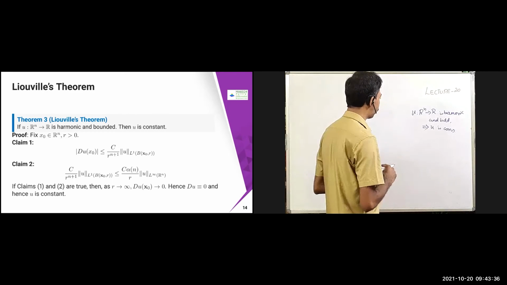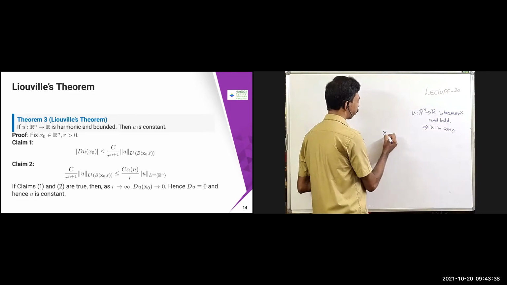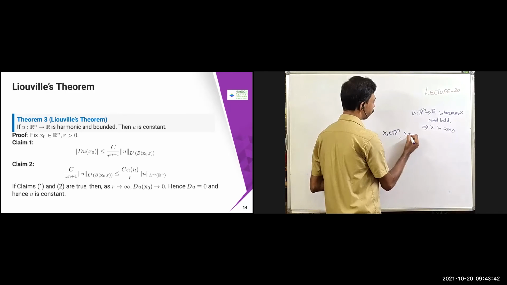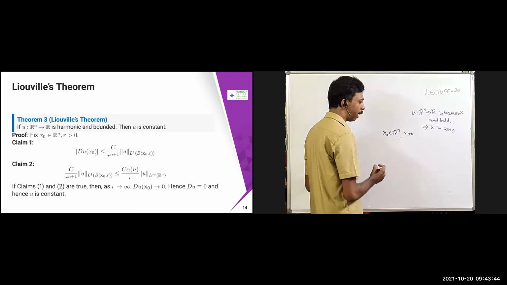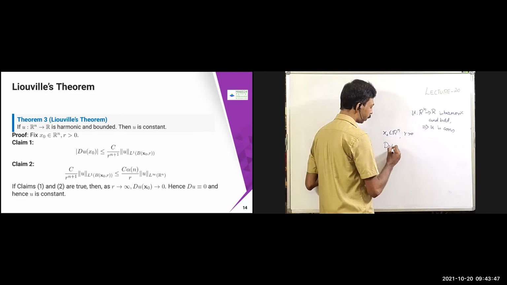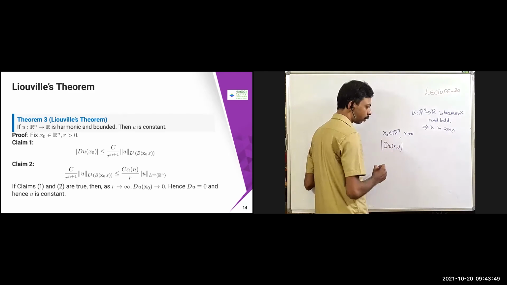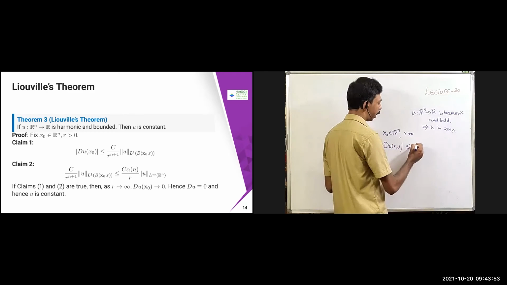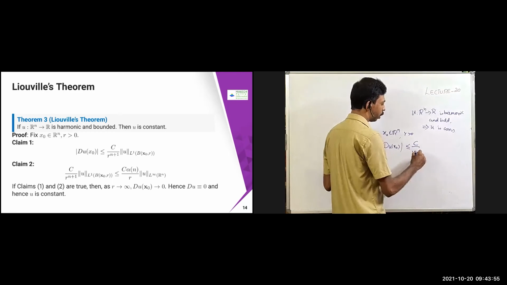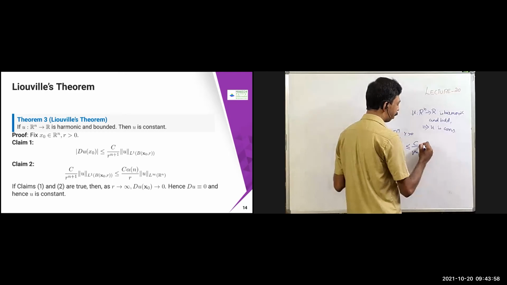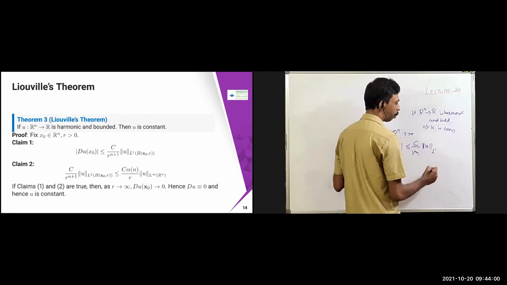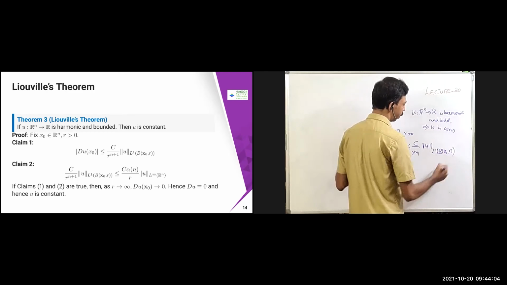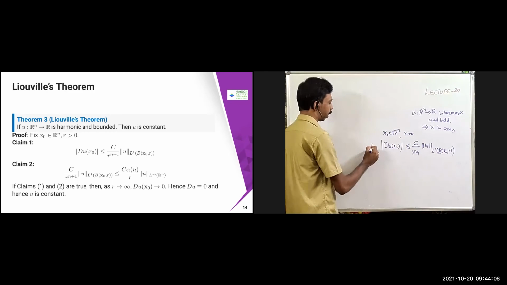So let us fix x naught belongs to R^n, and r greater than 0. Then claim 1 is that I have to claim that the absolute value of Du(x naught) is less than or equal to C by r^(n+1) into the norm of u with respect to the L1 norm of B(x naught, r). Okay, this is claim 1. This is claim number 1.